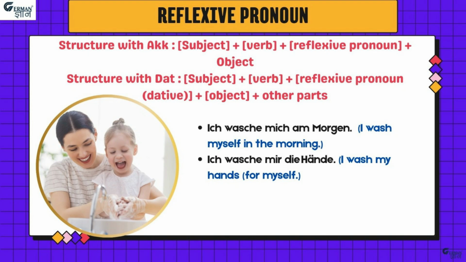Second example, ich wasche mir die Hände, means I wash hands for myself. So here mir is from the dative case and die Hände is the other body part. Whenever another body part comes in a sentence or you talk about a part of the body, at that time you have to put the reflexive pronoun from the dative case. That is why I have used mir over here.